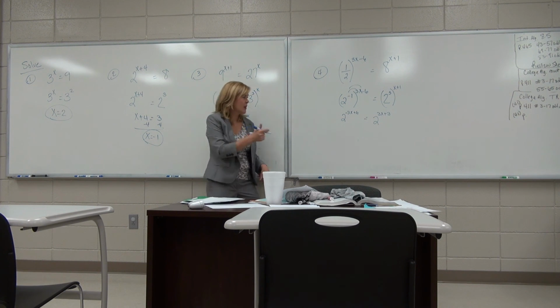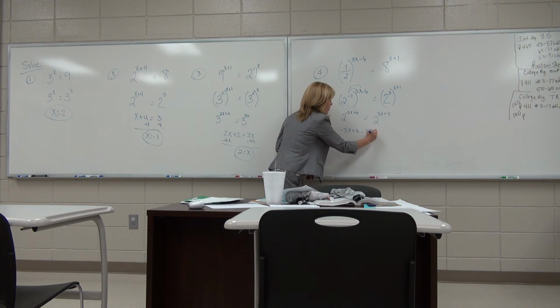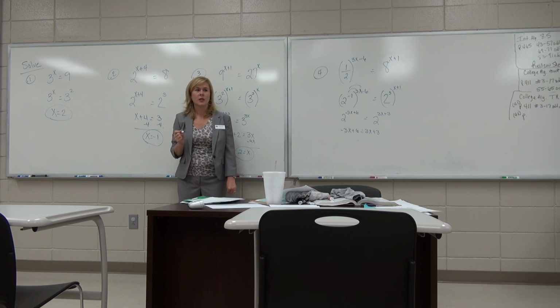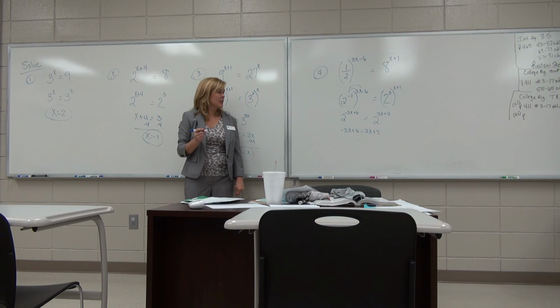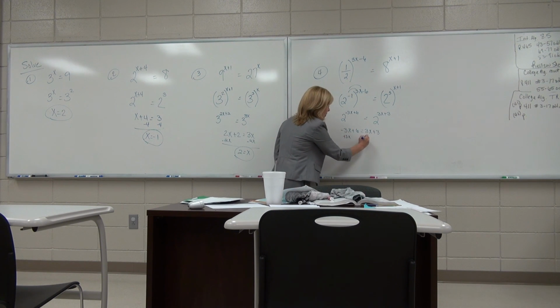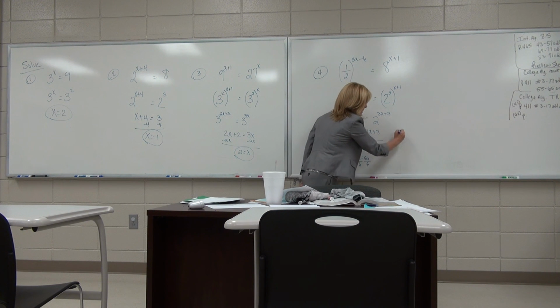Now that your bases are equal, you can set your exponents equal. So negative 3x plus 6 is equal to 3x plus 3. Now we want to solve for x. So get your x's on the side together. Let's say we add 3x to both sides. That gives me 6 is equal to 6x plus 3. Subtract 3 from both sides. So I get 3 is equal to 6x. Divide both sides by 6. So you get x is equal to 1/2.